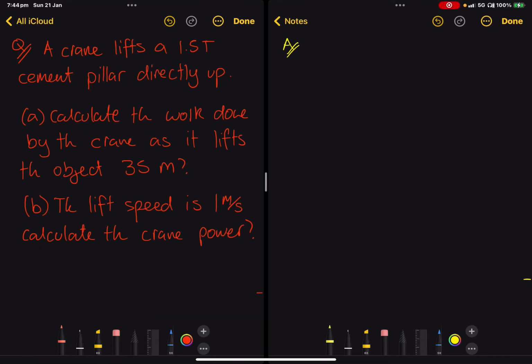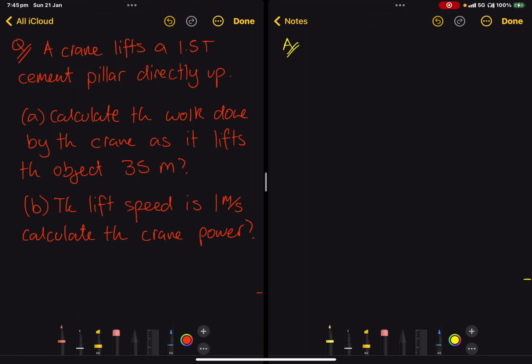Let's have a look at another dynamics question here. So now we have a crane question. We're told a crane lifts a 1.5 ton cement pillar directly up. We are asked to calculate the work done by the crane as it lifts the object 35 meters, and then we're asked the lift speed, so that the speed at which the concrete pillar is lifted is 1 meter per second. Calculate the crane's power.